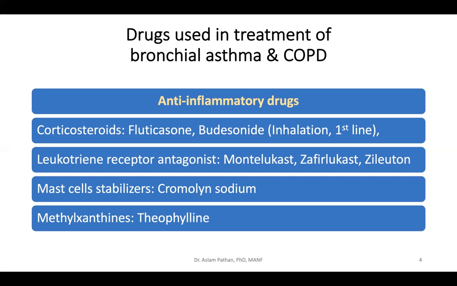The anti-inflammatory drugs are categorized as, the first one is corticosteroids, and amongst the corticosteroids, inhalational corticosteroids are the first line agents. Examples of inhalational corticosteroids include fluticasone, budesonide. As these are inhalational drugs, they will provide targeted drug delivery to the bronchial smooth muscle.